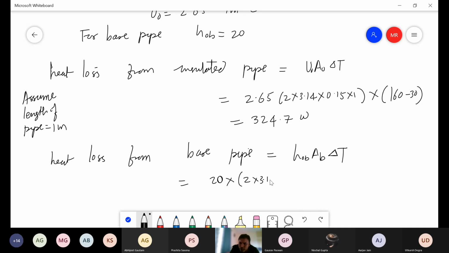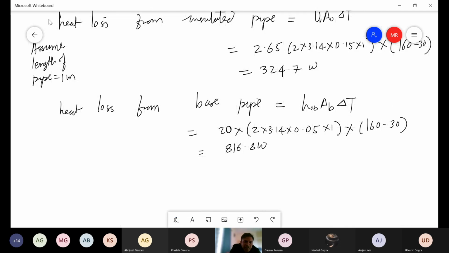2 into 3.14, and Ri will be 0.05, into L is just 1, into delta T will be what? 160 minus 30. Do you all agree? Is it clear or not clear? So clear. So what will be the value? Around 816.8 watt. Do you all agree?